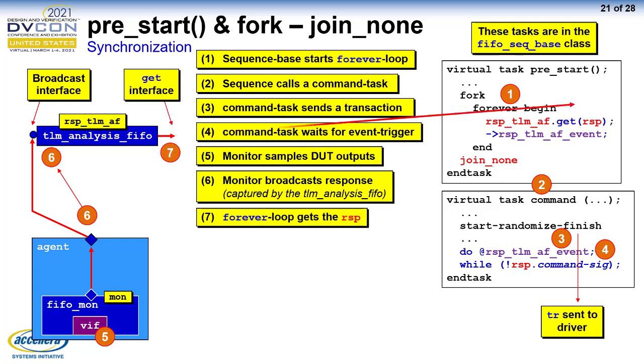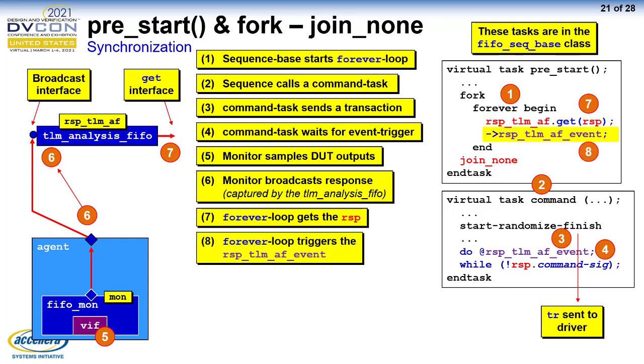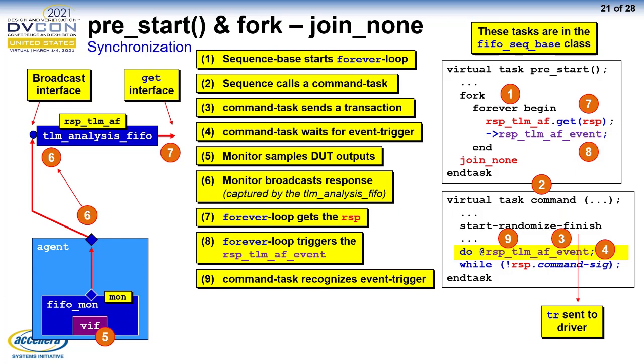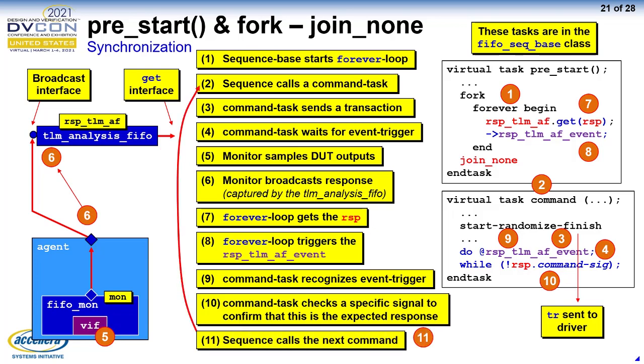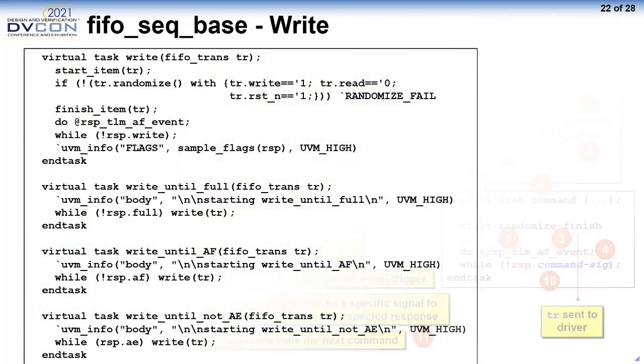The forever loop wakes up and retrieves the sample transaction from the response TLM analysis FIFO and triggers the synchronizing event, which triggers the command which was waiting for the triggered event. The command task checks a specific signal to confirm that the response corresponds to an expected response for this command, and once confirmed, the command task exits the do while loop and the sequence calls the next command task.